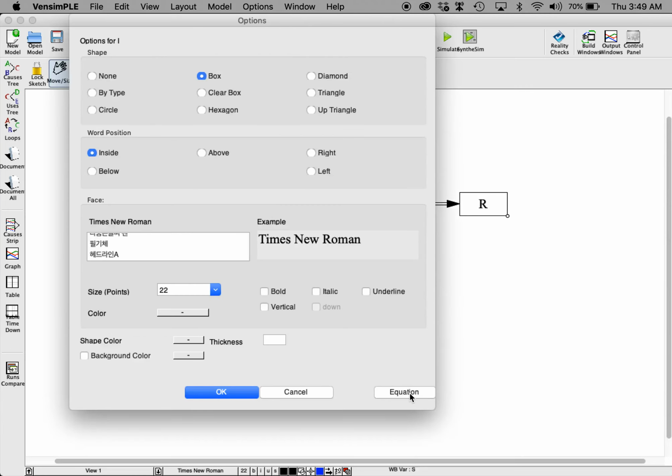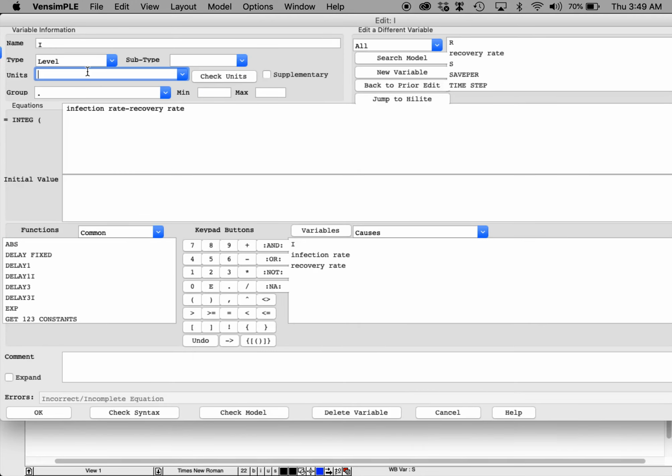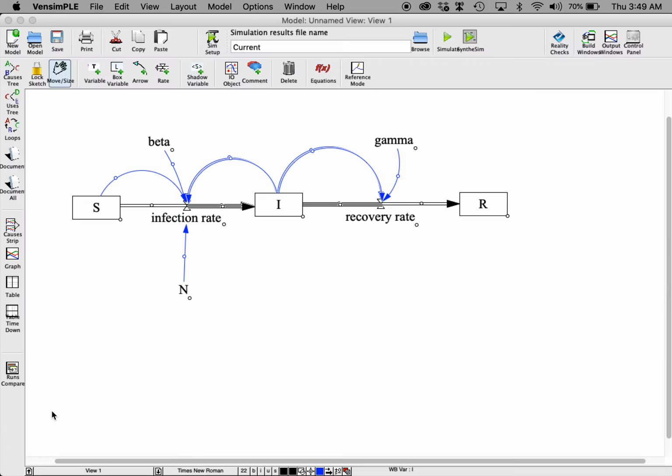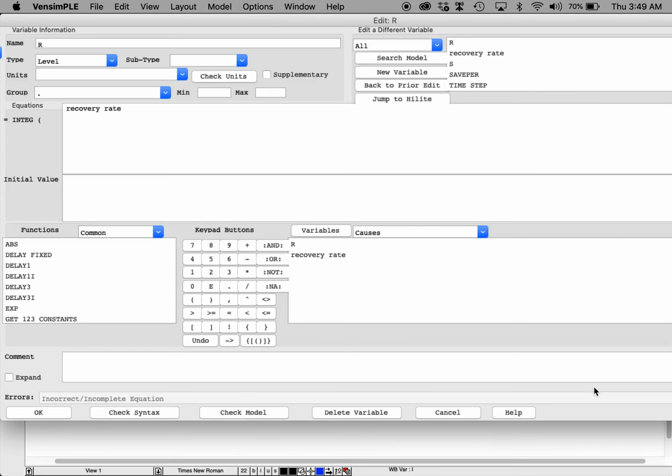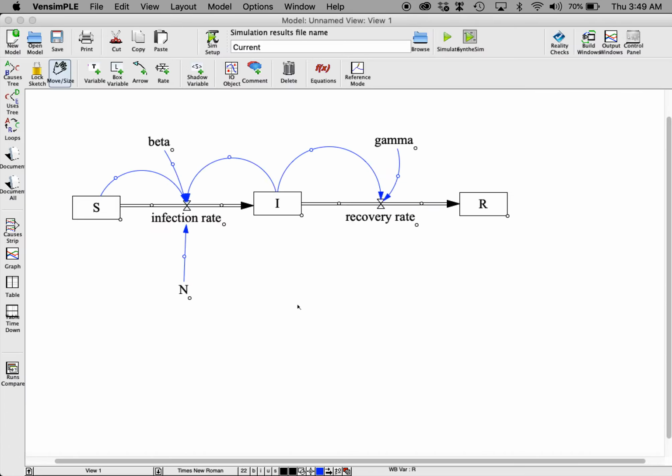Likewise, we right-click on I, choose equation. Again, it's a level, so it's people. The integration is infection rate minus recovery rate, and we'll choose a value of 1. We've got to have at least one infected person for this epidemic to run. Right-click recovery. Again, the units are people. It's a recovery rate that's being integrated, and we'll have no people recovered at the start.